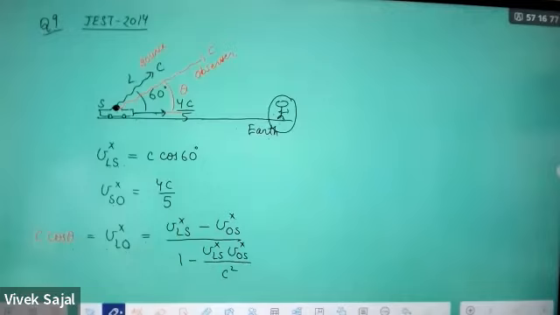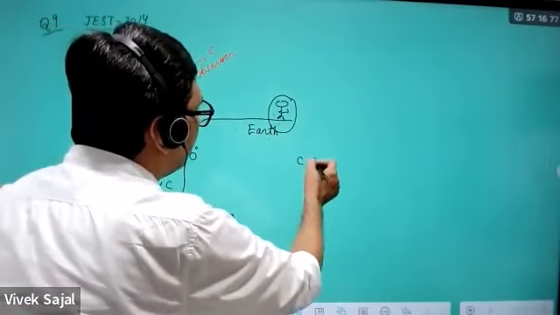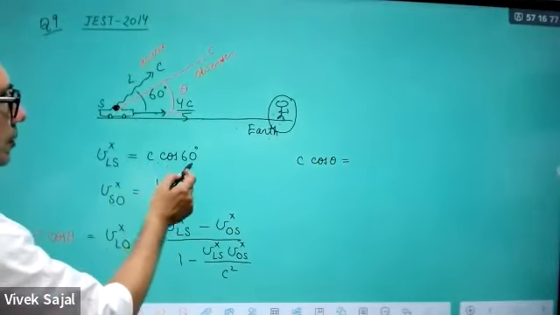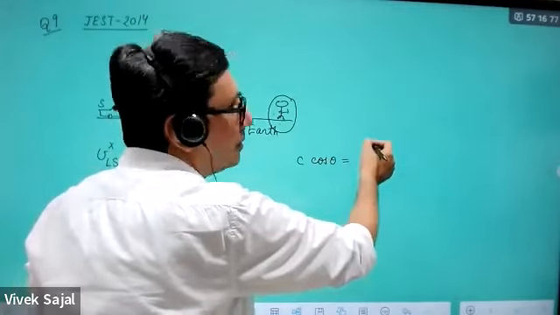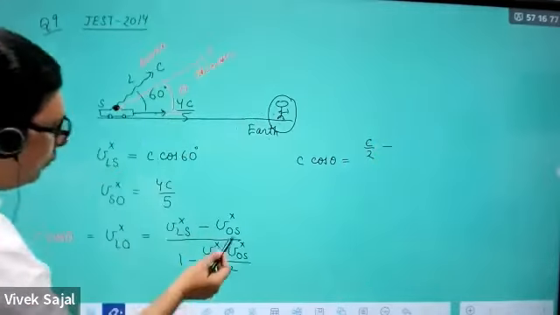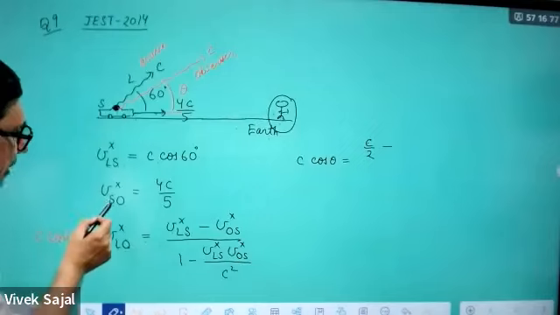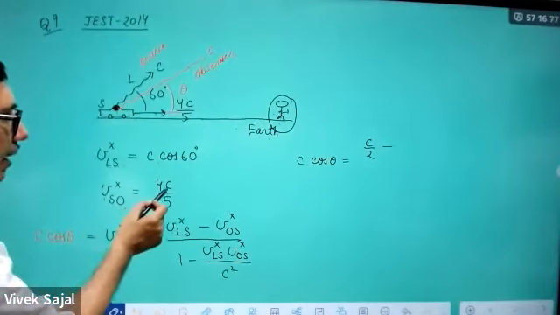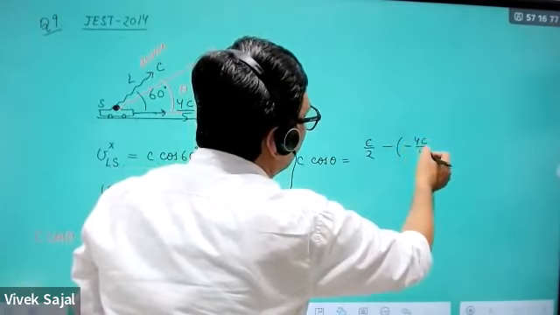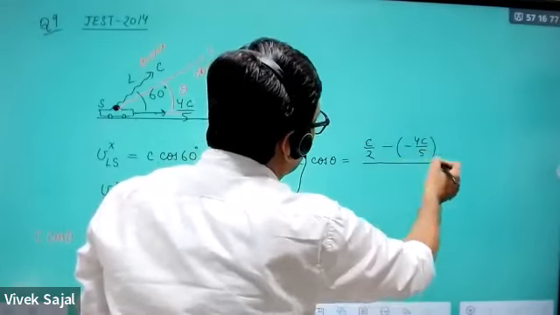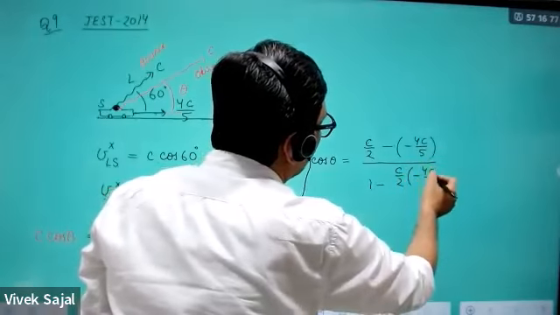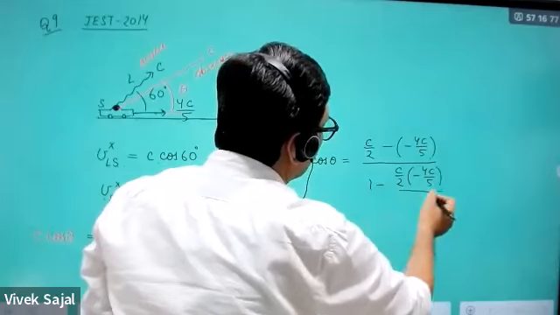So c cos theta will be how much? It will be equal to c cos 60. C cos 60, how much is that? c by 2, minus the velocity of the observer with respect to the source, VOS, which will be minus 4c upon 5, divided by 1 minus c by 2 minus 4c upon 5 divided by c square.